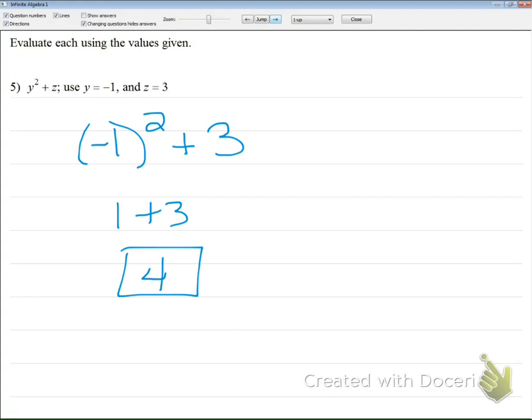Did you get it right? Check your work. If you made any mistakes, go ahead and correct it now before you push play to check the next one. Right. Go ahead and try number 6 on your own. When you're ready, push play.